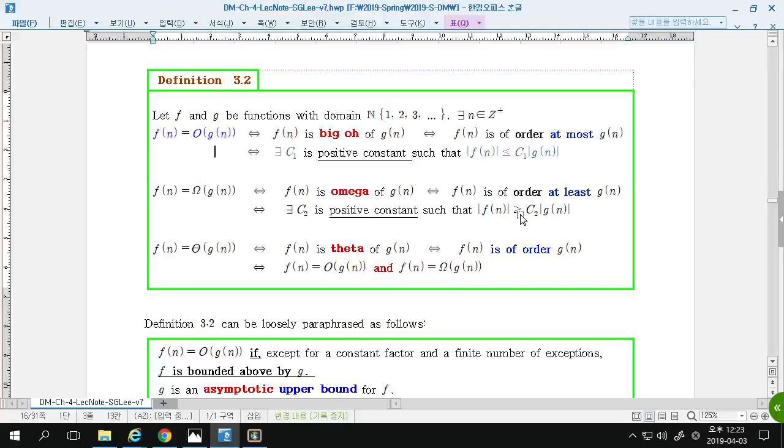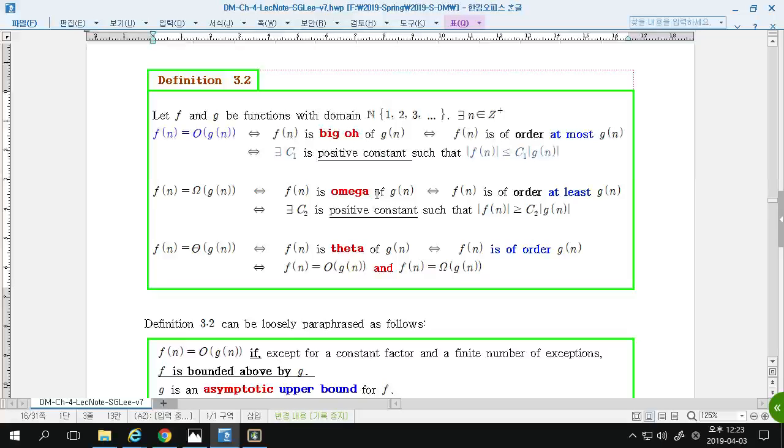stands for the lower bound. f(n) is called omega of g(n), and we also say f(n) is of order at least g(n), if and only if there exists a positive constant C2 such that the absolute value of f(n) is bigger than or equal to C2 times the absolute value of g(n). This is the opposite, this is the lower bound.